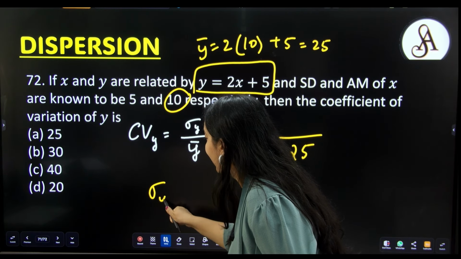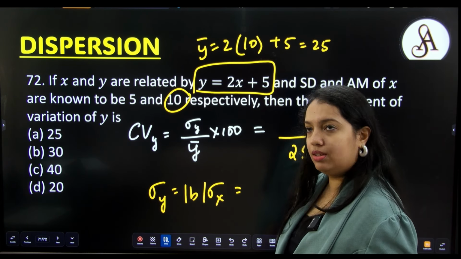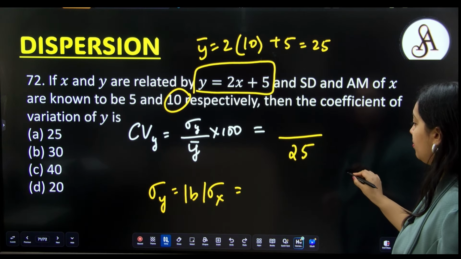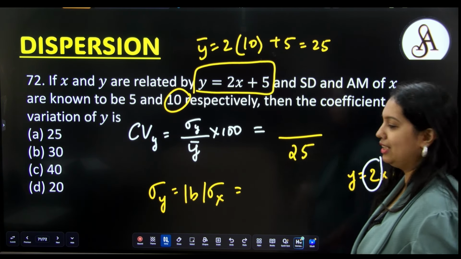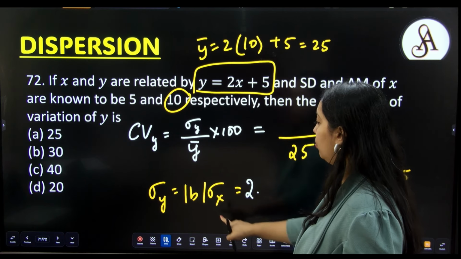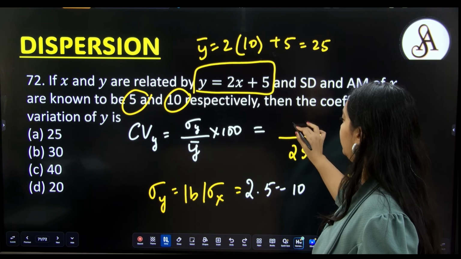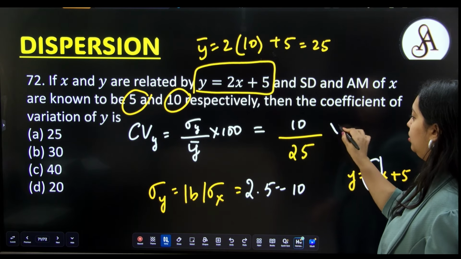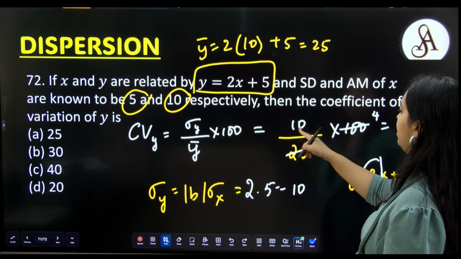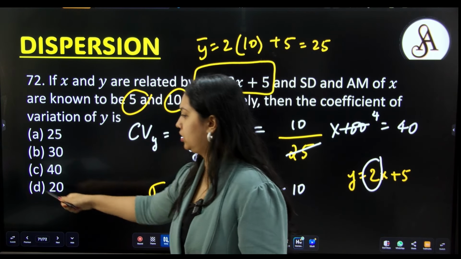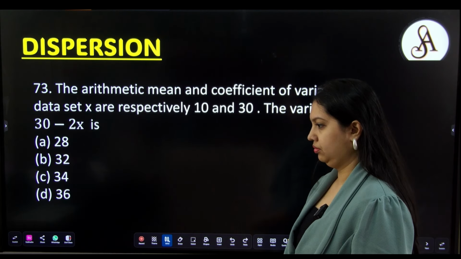In the numerator, sigma y is given as modulus b into sigma x. Where do I get modulus b from? From this equation, y is equal to 2x plus 5. What is there along with x is known as the b value. So it is 2 into sigma x, which is given in the question as 5. 2 fives are 10. This goes in my numerator, sigma y value, into 100. 25 fours are 100, so 10 fours are 40. This question we have done in the class. It's a previous year exam question and also in ICAI material.